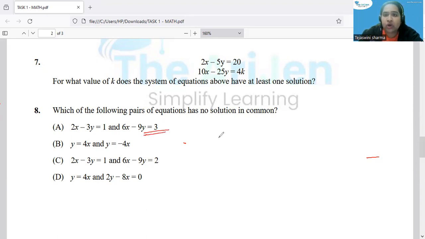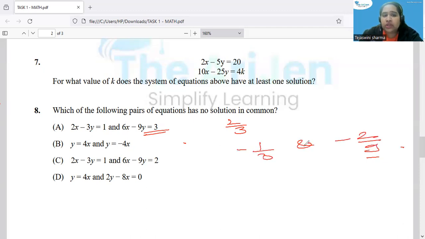I hope you people know how to find the slope of the equation. So it is 2 by 3 for both the equations given in the two sets of equations. But they have different y-intercepts, which are minus 1 by 3 and minus 2 by 9.